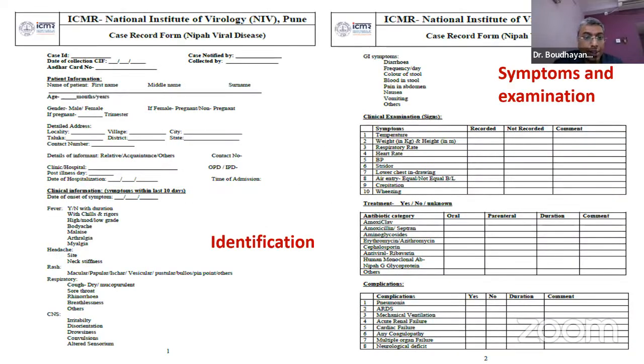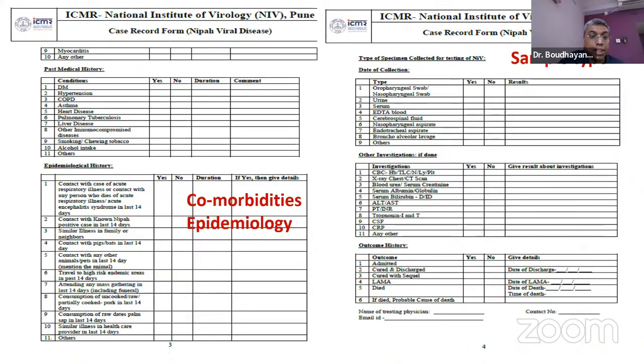This is the case record form we have to fill out, because before we are sending these samples to Pune. The first page contains identification, the second page contains symptoms of examination, the next page is comorbidities and epidemiology, and the next page is sample type, which is the sample: oropharyngeal swab, nasopharyngeal swab, urine, serum, EDTA, CSF, nasopharyngeal aspirate, could be anything, and also lab values, CBC, urea creatinine, all those things, LFT.